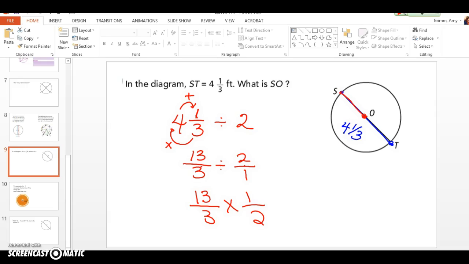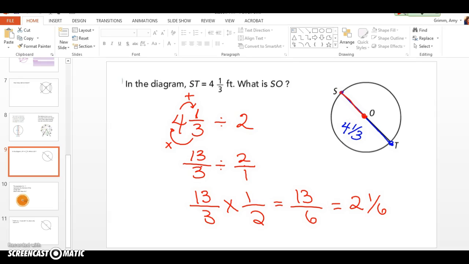All right, so now I can multiply straight across. So 13 times 1 is 13. 3 times 2 is 6. And then I say, how many times does 6 go into 13? 2 full times with how many left over? So 1/6.